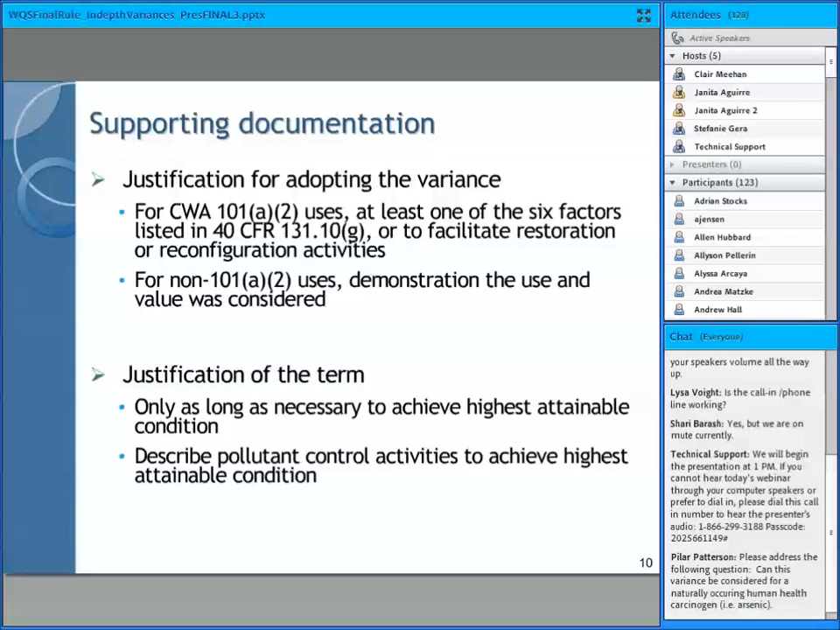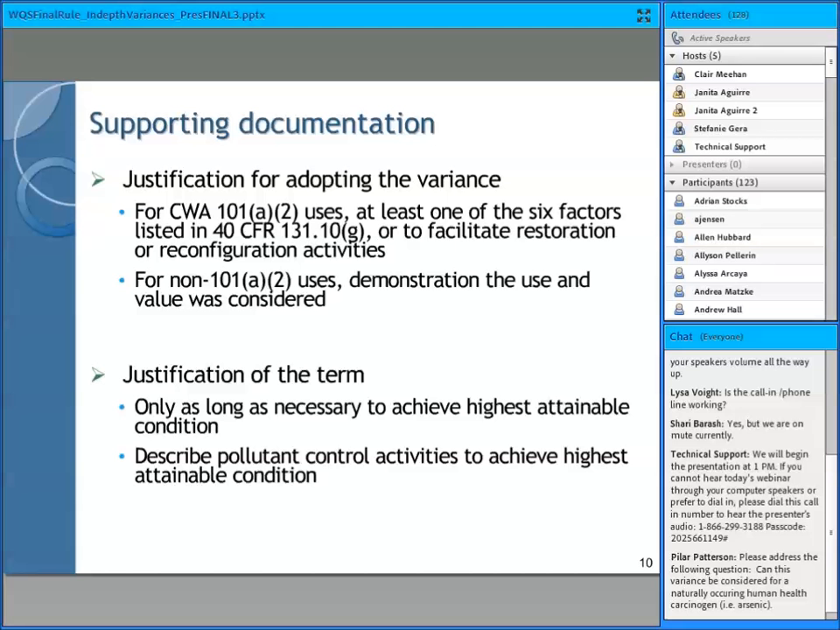This is a good place to take a moment to explain why the regulatory framework for adopting a variance is similar to removing a designated use. EPA received public comments on the proposed regulation questioning why EPA doesn't just define a variance as a temporary change to a criterion or permit limit and leave designated uses alone.